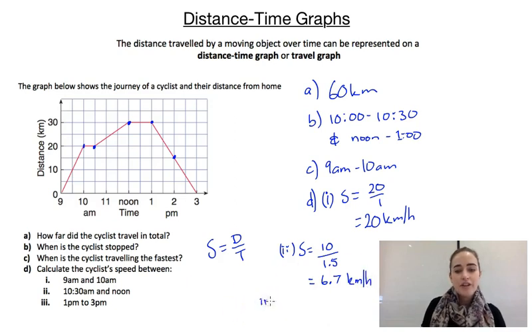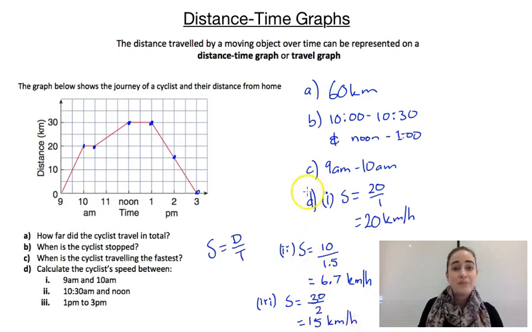And then for part 3, we're going from 1 p.m. to 3 p.m., so that's 2 hours. And we can see that he's traveled from the 30 kilometers he was away from home all the way back to 0. So he's traveled 30 kilometers. That would give us 15 kilometers per hour as his speed. So that's having a look at distance time graphs.